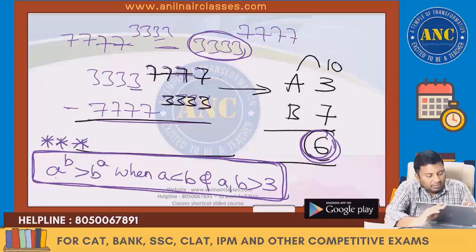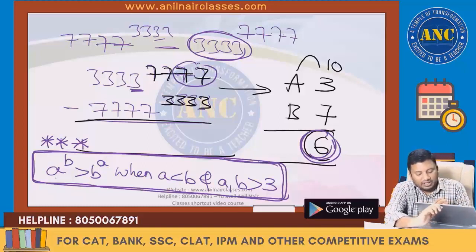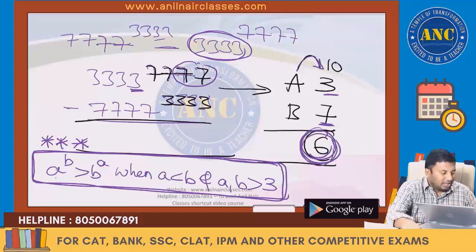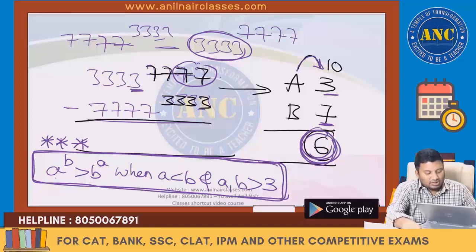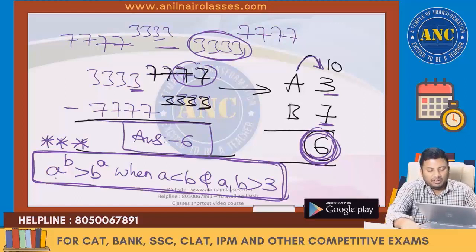Now this is nothing but 3 power 77, right? 3 power 77 ends in 3. 7 power 33 ends in 7. Take 1 carried, 10 plus 3, 13. 13 minus 7 is 6. So the answer for this question is 6. I hope this example is clear. One more example I will do, then we will discuss the doubts in case there are any.